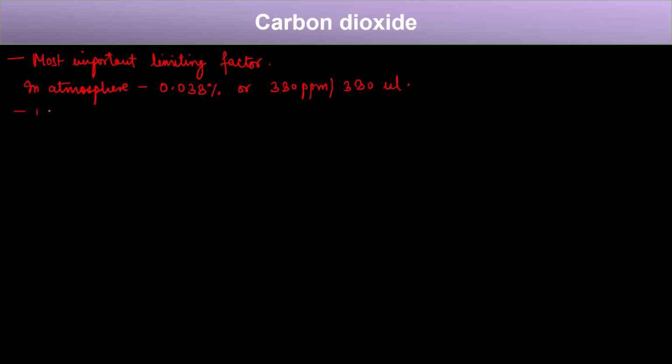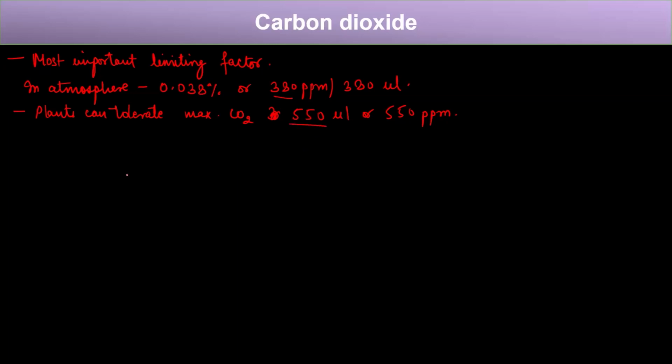Now, plants can tolerate a maximum carbon dioxide concentration of 550 ppm, or 550 microliter. Okay, so this is the maximum tolerance level. So under normal conditions, like in our environment, plants do not have any problem with carbon dioxide, right? Because the carbon dioxide in the atmosphere is only 380 ppm, and plants can tolerate up to 550 ppm.